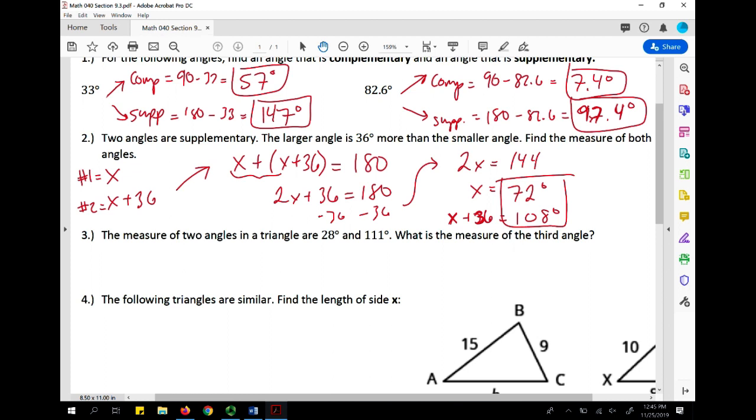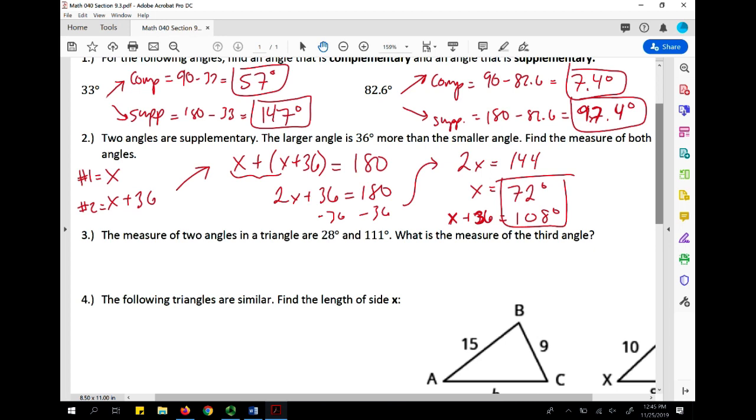Our equation solved for the first one. But I also asked you for both angles, so since I wanted both angles, you have to go back and figure out what the other one is.